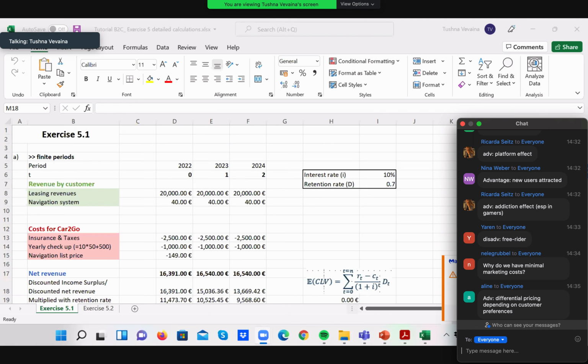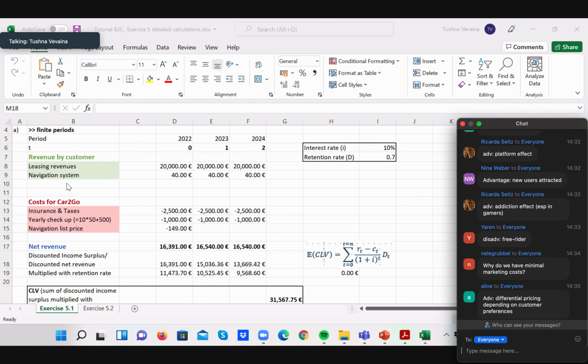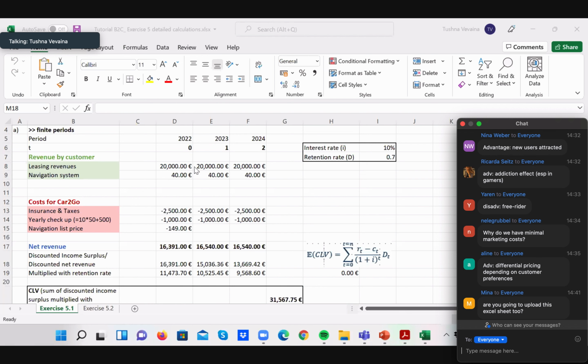Okay, so in this case, we can see that you have certain amount of revenues that were quite directly given, where you're being charged in your first year, which is T equal to 0. I've put T over here, and 0, 1, 2, 3 for your following years, 22, 23, 24. I've put the interest rate as 10, your retention rate as 0.7. It's quite clearly given in the question to y'all. And you see, I've first put in revenues, then I'm putting in costs, and then I'm deducting. So let me take you all through revenues first. Your leasing revenues is constant for all years.